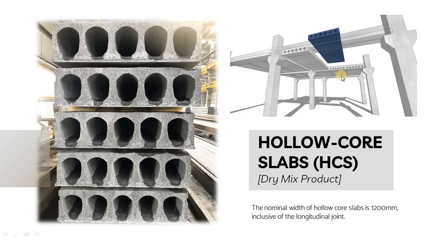So for hollow core slabs, here in this picture, the blue color you can see is a single piece of hollow core slab that will be laid one by one, and this floor will be covered using this product. So basically, hollow core slabs are a dry mix product. So what is a dry mix product? As everyone knows, in cast in situ we use slump concrete, around 150 to 160 mm slump. That is known as wet concrete.